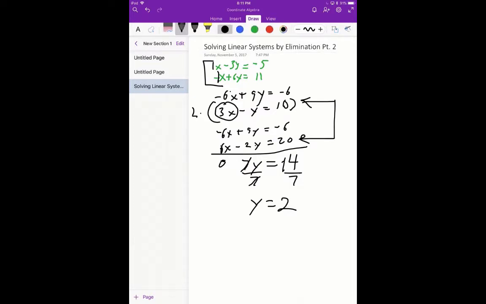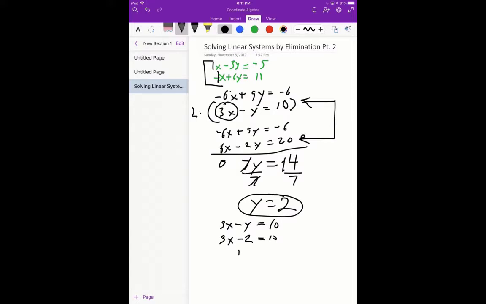Okay, now we need to solve for x, because remember, the solution to a system of linear equations is an ordered pair. And this is the y value of the ordered pair. How do we solve for the x? How do we calculate x? We pick one of the first two equations, either the negative 6x or the 3x equation, and substitute. We rewrite it, but we substitute 2 instead of y. Let's try that with the second equation. So it says 3x minus y equals 10. But we're going to write it as 3x minus 2, because now we have a value for y. And write it as 3x minus 2 equals 10.